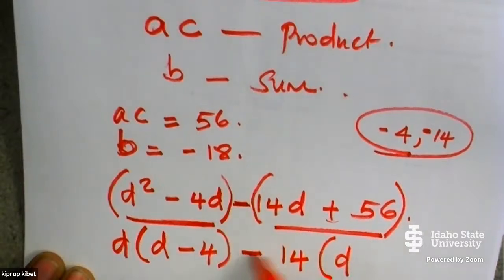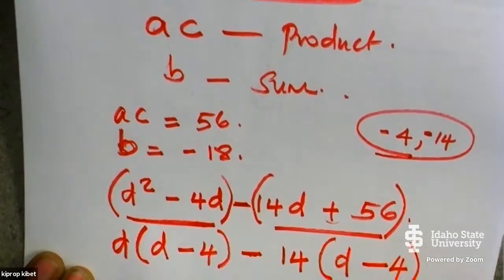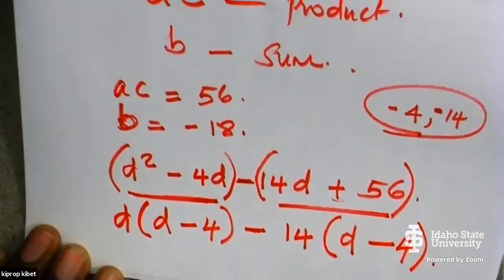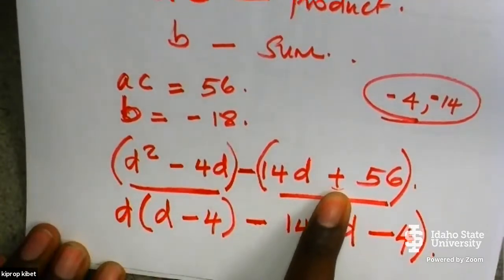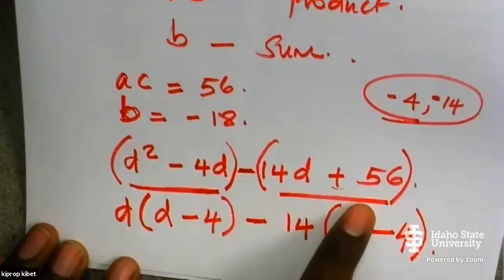Because there is a minus here, when you open the brackets, it should be plus. So that means here should be what? Minus what? Minus 4. Minus 4. So again, you should check the sign here. Make sure you don't forget the sign.